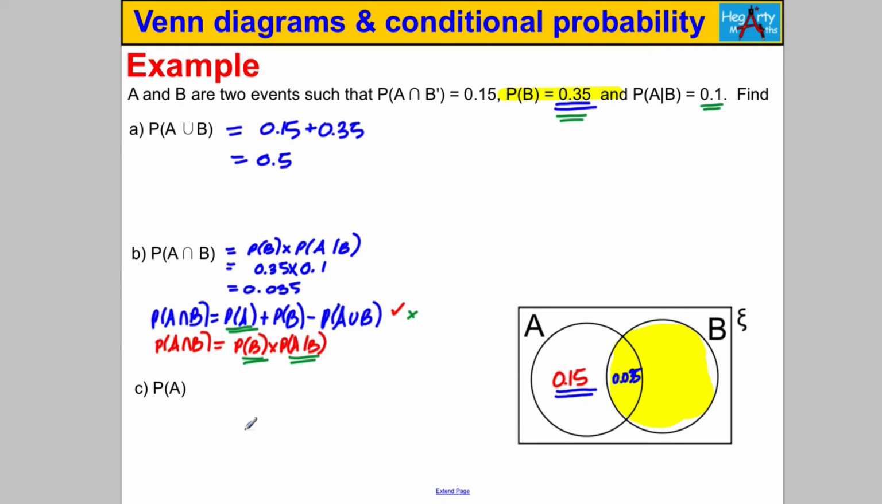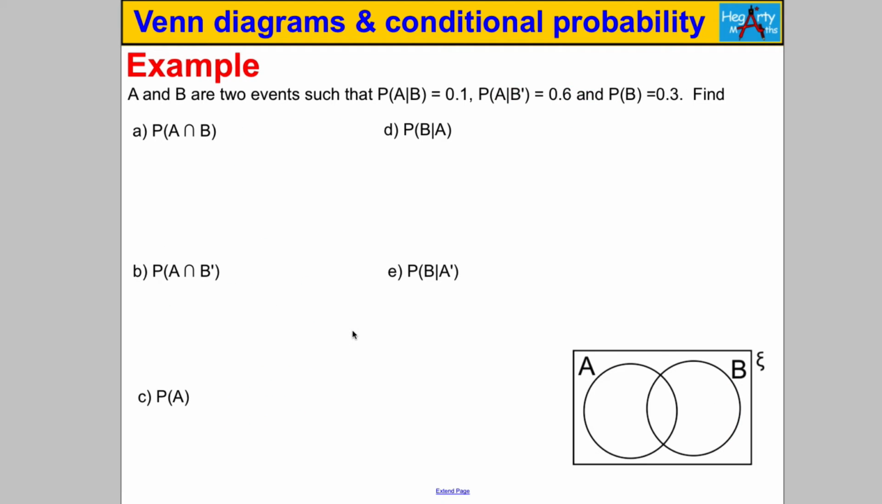Lastly, we're asked the probability of A. Well, we can see that from the picture, because the probability of A must be this probability 0.15 add 0.035. So using the picture there, that is what helped us. And when we do that, we get 0.185. So you can see in these type of questions, it's a combination of thinking clearly using the Venn diagram and a combination of thinking what formulae we can use. Let's try another one. Pause the video and have a go here.